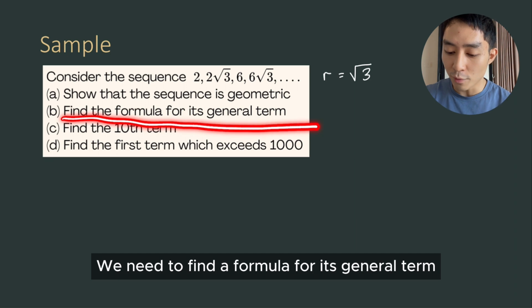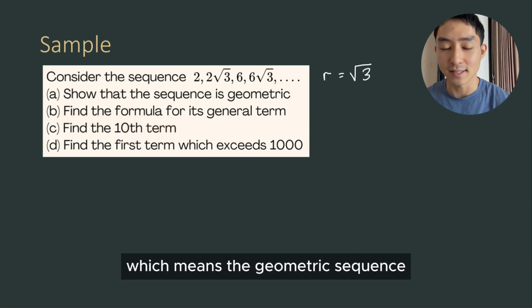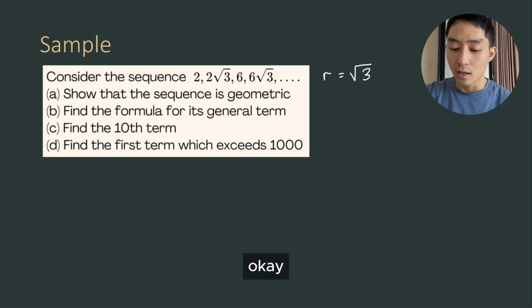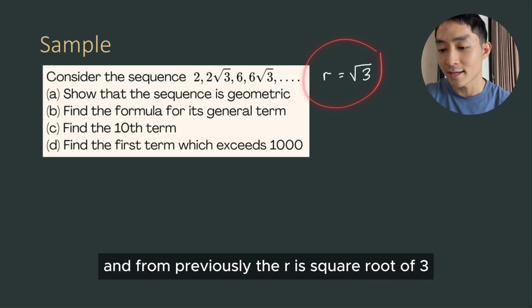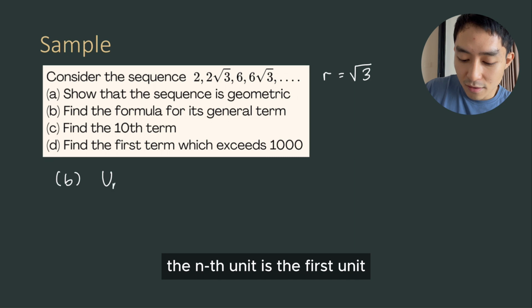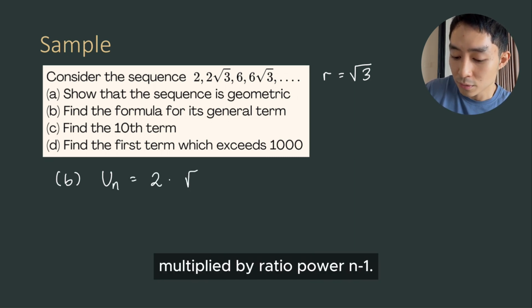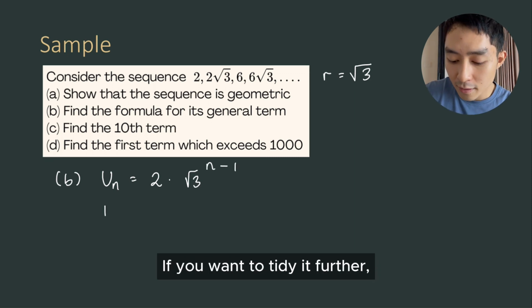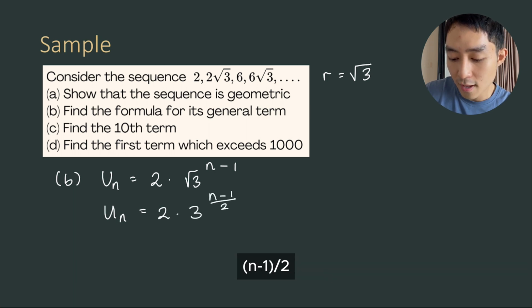We need to find the formula for its general term, which means the geometric sequence, the un. Okay, so we know that the first term is 2, and from previously, the r is square root of 3. The nth term is the first term, which is 2, multiplied by ratio, power n minus 1. If you want to tidy it further, you can say that the un is 2 multiplied by 3, power the half of n minus 1.